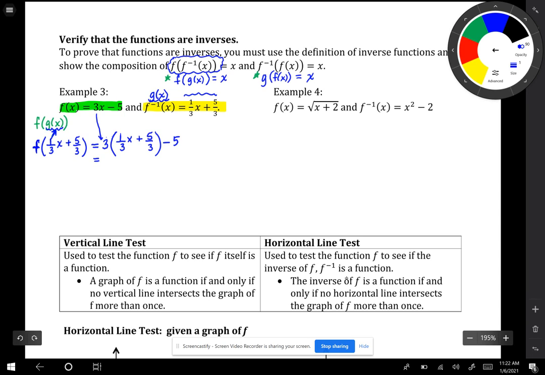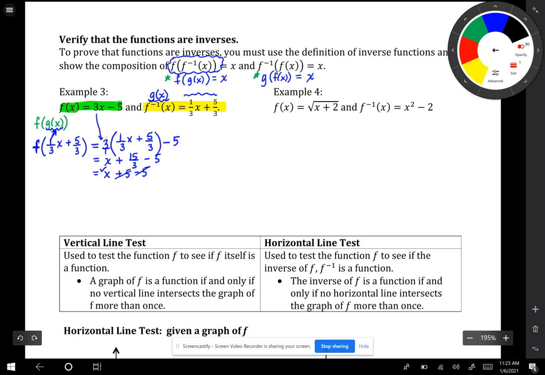So now we're going to distribute. 3 times 1/3 is just 1, and you have the 1x. And then 3 times 5/3 is 15/3. If this bothers you, you can write that as 3/1, which might make it easier. Then your 3's cancel, your 1's cancel. You're left with x plus 15/3 minus that last 5. So that's x plus 5 minus 5. Hey, look what happens: the 5's cancel and you're left with x. So it does check, because remember, f of g of x had to equal x.